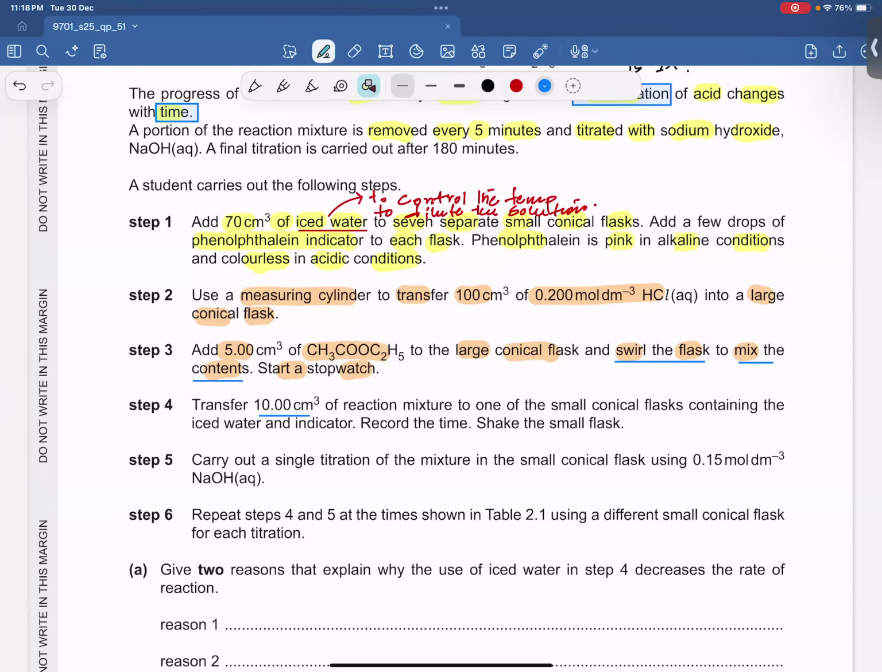Transfer 10 cm cube of reaction mixture to one of the small conical flasks containing the ice water and indicator. Record the time. Shake the small flask. By the way, this recording the time could be the source of error.